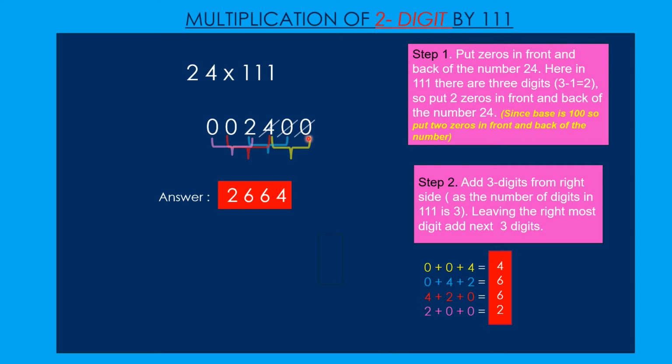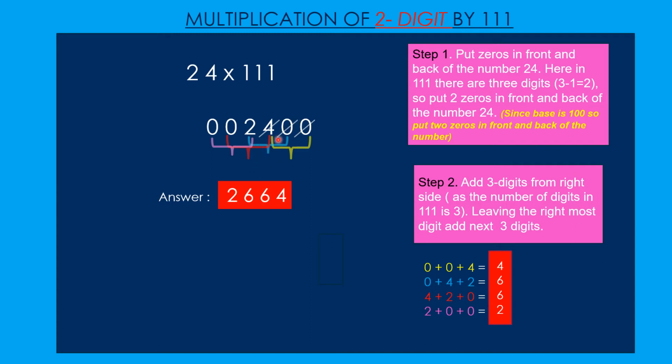So what are the first 3 digits from the right hand side? 004. So you add 004, it is 4. So you write 4 in the answer box. Now you leave the rightmost digit. And the next 3 digits are 042. So you add 042, you get 6. So you write 6 in the answer box.